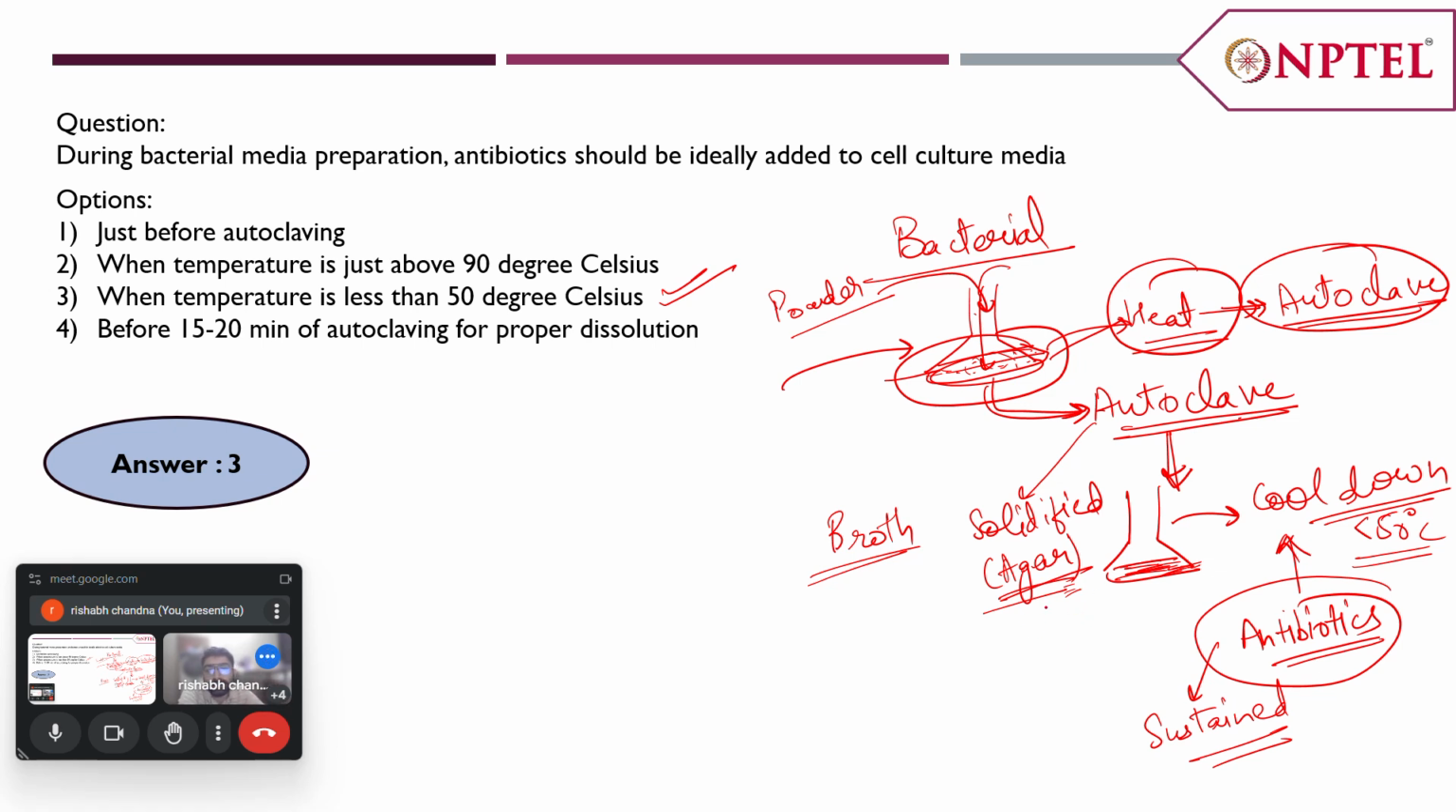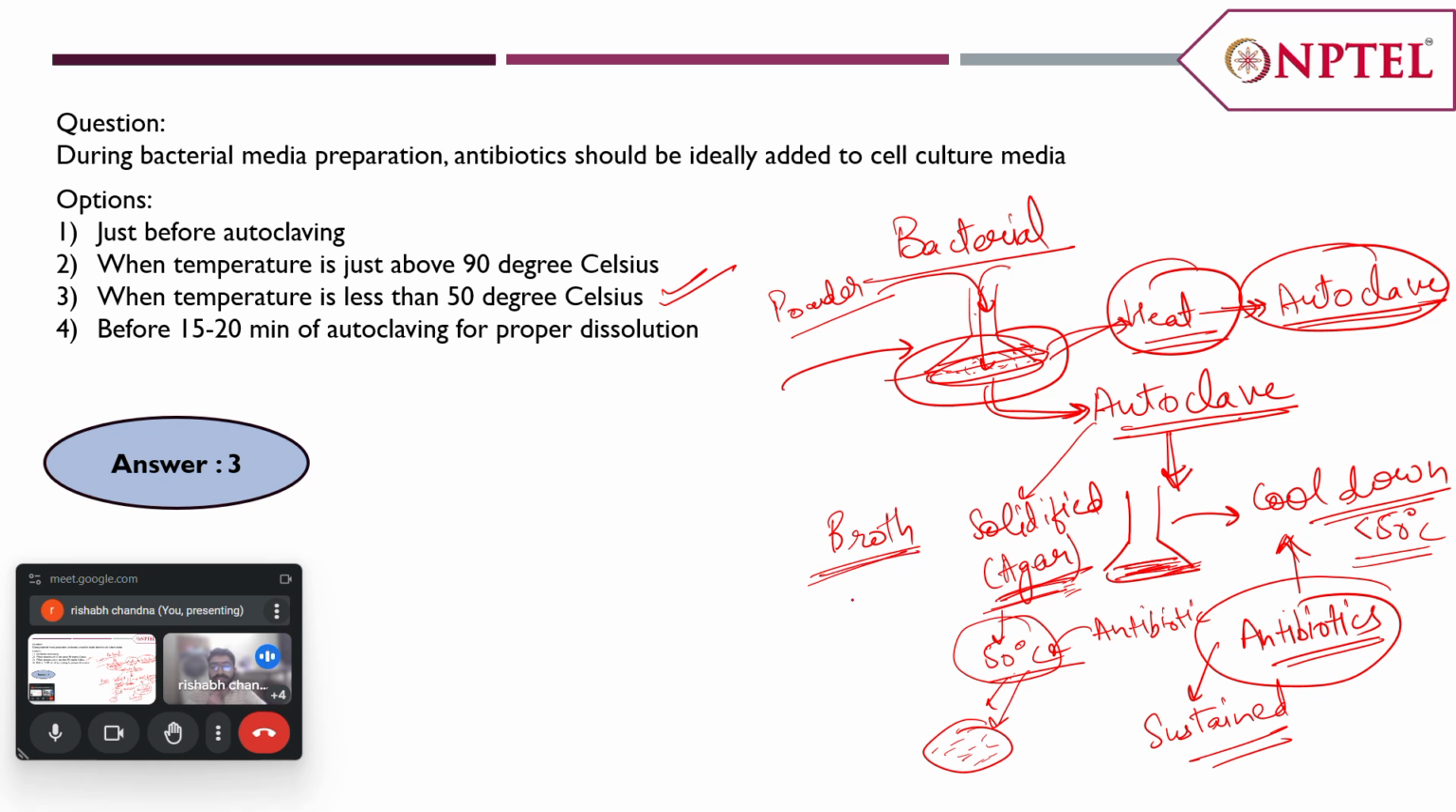Okay, so in this case, first we try to cool it down to 50 degrees Celsius or a bit less than that, so that now we can add the antibiotic and plate it in a petri plate. So just after reaching the 50 degrees Celsius mark, we add the antibiotic and directly pour it into the petri plate, so that we can get a uniform plate. Okay, so this is the case.